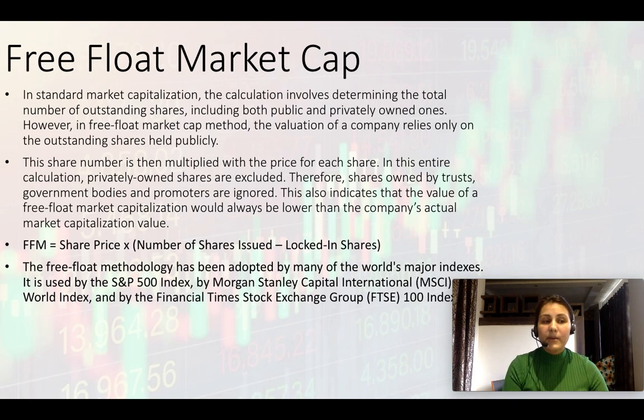In basic market cap, when we are deriving the value, we are considering the shares which are held by the public, and also shares which are restricted, the privately owned ones. But in the free float market cap method, we rely only on the outstanding shares which are held by the public. If you see the formula, it says share price times the number of shares issued minus locked-in shares. So we would not be considering the shares which are locked by company insiders, or which are not being traded by the public.